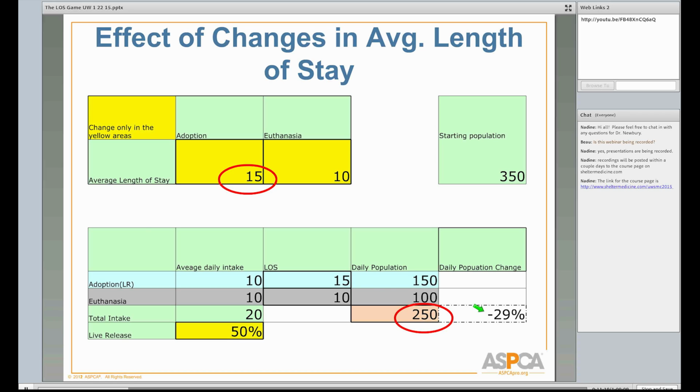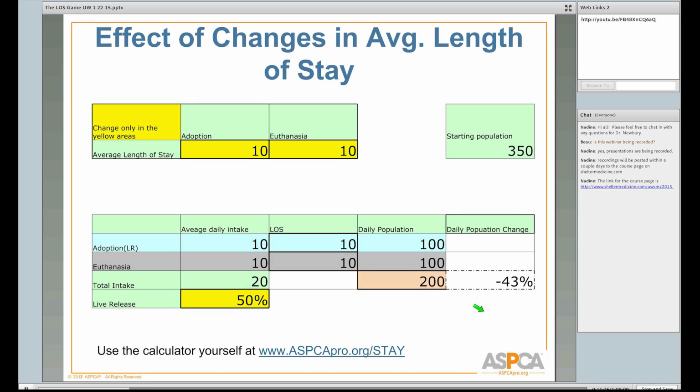But we can do more if we get the adoption length of stay down to 10 days. Now our daily population is down to 200, and we've actually managed to change the population by 43%. So we've lowered the population by 43%. Think about what kind of impacts that has on health and welfare in the shelter, just even on your ability to provide care for each animal, to give each animal some attention, to take animals for walks. Think about the impact that can have on housing, that each animal can have more space if there's only about half as many animals. And so this is a really incredibly dramatic thing that can happen.